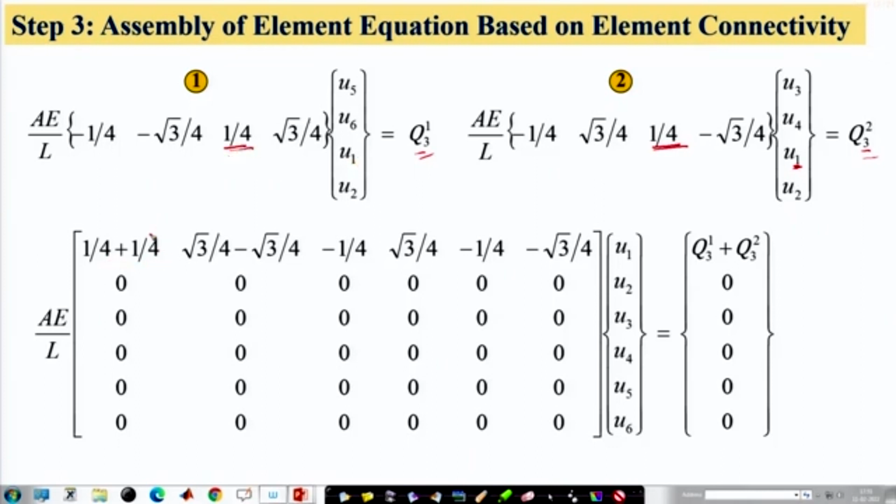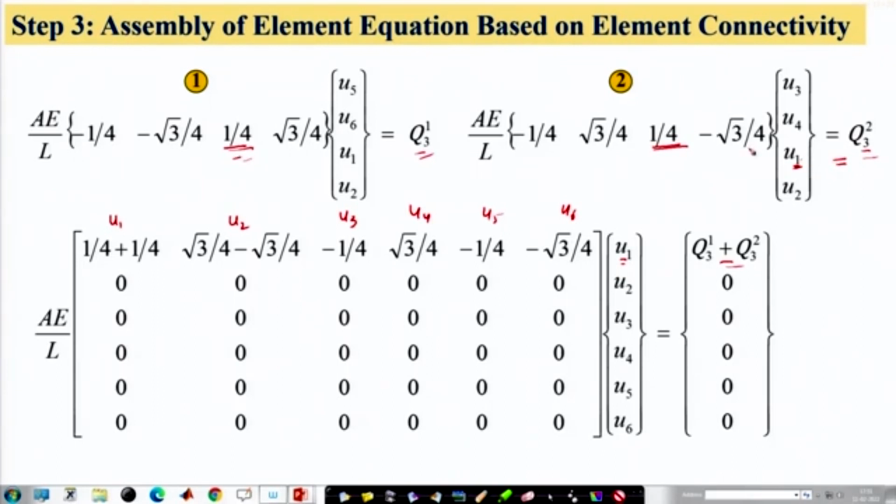So the first entry in this corresponds to U1, this is corresponding to U1, this is corresponding to U2, this is corresponding to U3, this is U4, this is U5, and it is U6. This is how we multiply this entire row and this load vector, this displacement vector to be multiplied, right, to get this. Now, the contribution of U1 will come from this equation and from this equation.